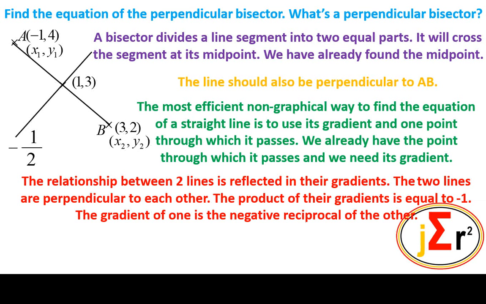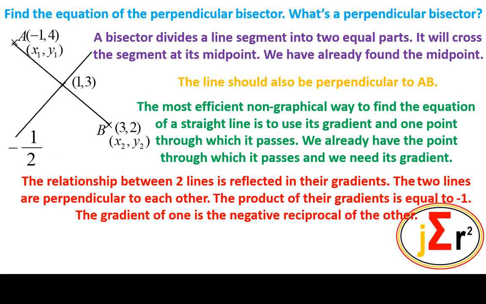And if we have the gradient of one, it is quite easy to find the gradient of the other, because the gradient of the other will be the negative reciprocal of the first one. The gradient of one is the negative reciprocal of the other. And of course, the converse is true. If we have the first one, we do the reciprocal and change its sign. If we have the second one, we do the reciprocal of the gradient and change its sign, and we will find the gradient of the other.